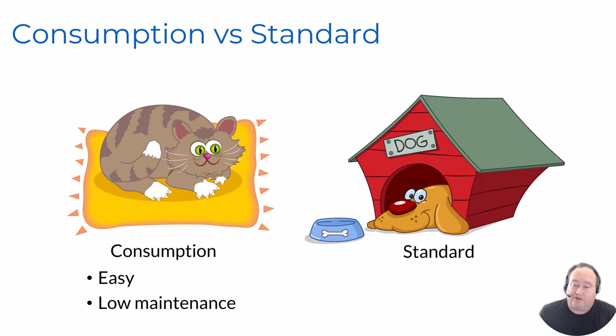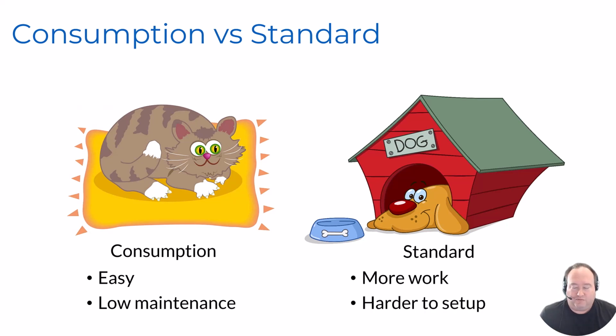Now we think about having a dog around the house, and it's a much more challenging experience. A lot more thought has to go into the day of a dog's life. So it's much more work. I think everyone would agree a dog is much more work than a cat, just like a standard edition Logic App could be a lot more work than consumption.